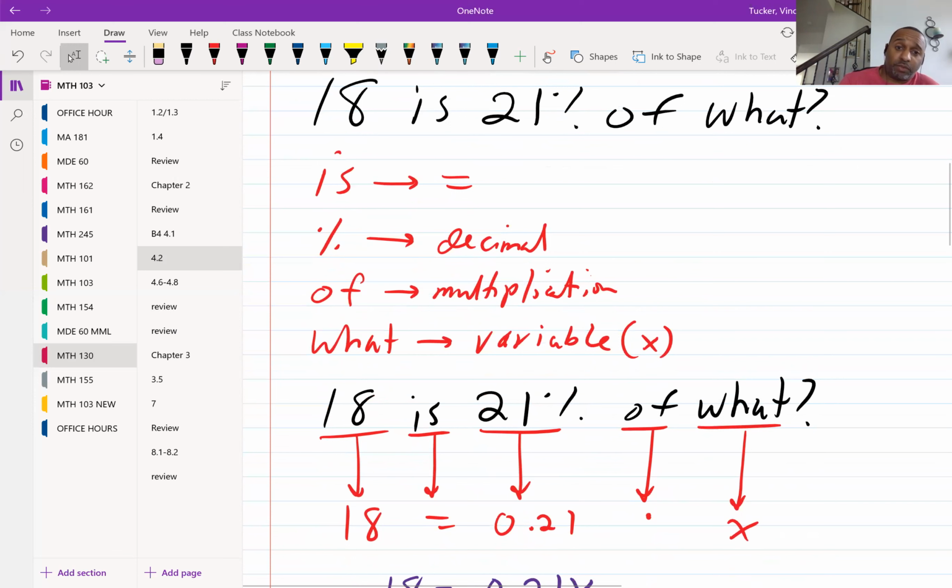So if we just translate that to an equation, 18 is 18, just bring that down. Okay, did I need to scroll up or is this good? 18. Okay, so 18 is 18. Like I just mentioned, is is the equal sign. So notice that translates to the equal sign. 21%, we talked about last class how you convert a percent to a decimal by moving your decimal 2 places to the left. So we converted that 21% to 0.21. Of is multiplication. What is X?